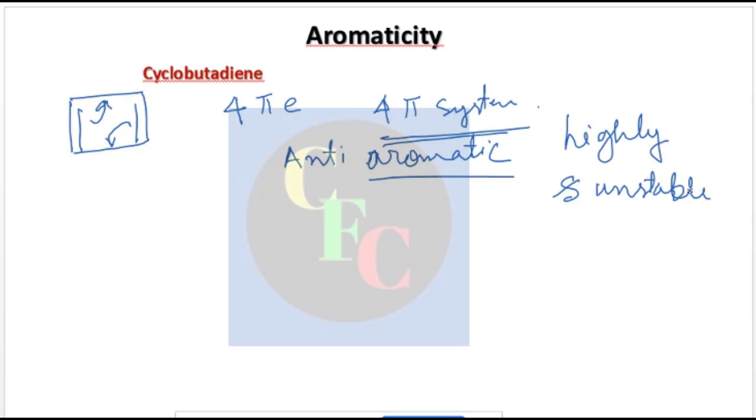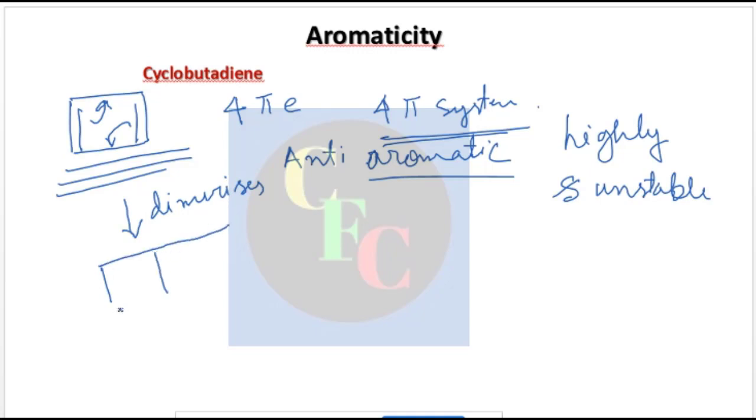So it will be highly unstable, right? See, it is so unstable that it does not remain in this form. Rather, it dimerizes. It dimerizes to this kind of structure, right? Suppose you have 2 cyclobutadiene here. What it does, it dimerizes to form this kind of structure. So cyclobutadiene is highly unstable because it is anti-aromatic.